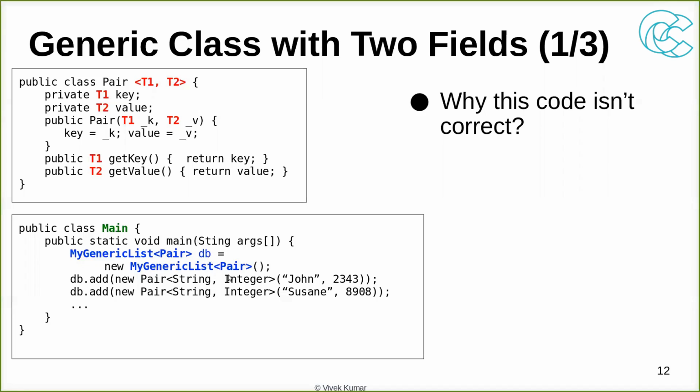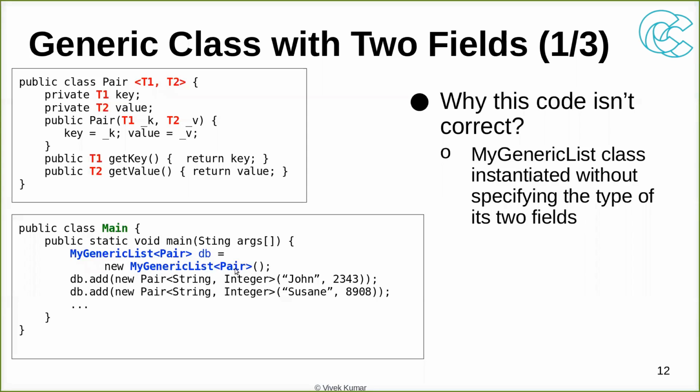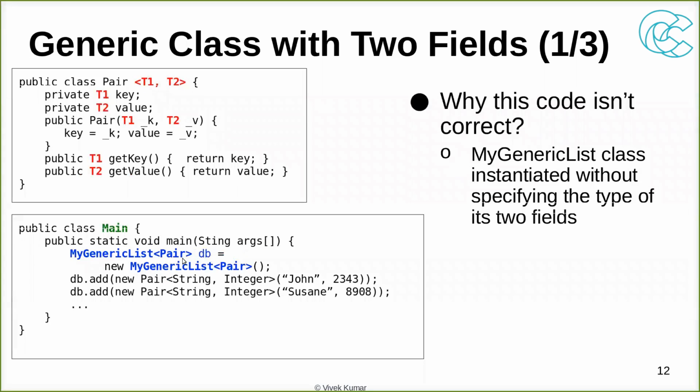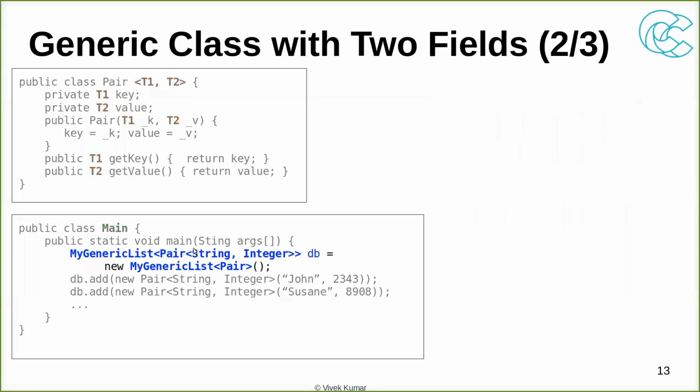So what do you think? Is this correct? There is a problem here, right? If you go back, when we are creating an instance, we should definitely specify the data type. For my generic list, we are specifying the type as Pair, but Pair itself has generics, T1 and T2. So you need to specify the types of T1 and T2 in this particular case. This is how you do it: String comma Integer.